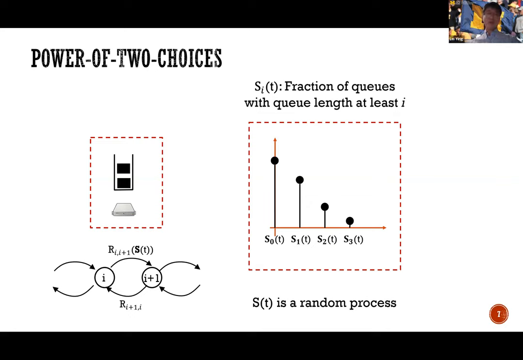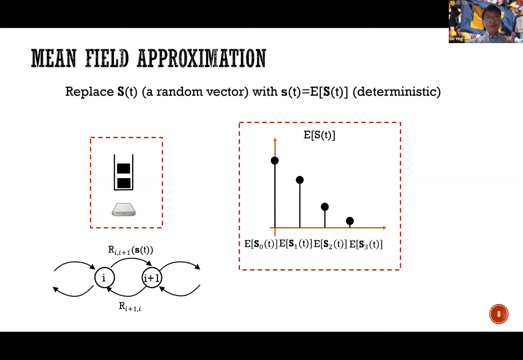And S itself is still a high dimensional, infinite dimensional random process, and the value changes over time, and we don't know what its steady state is. It's too complicated to solve, okay? So here comes the idea of mean field approximation, okay?